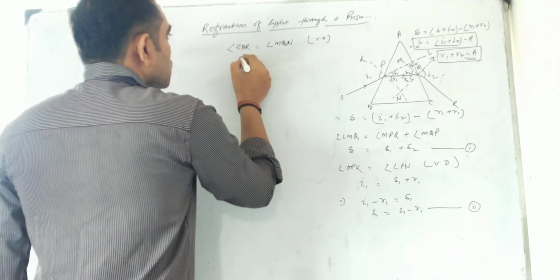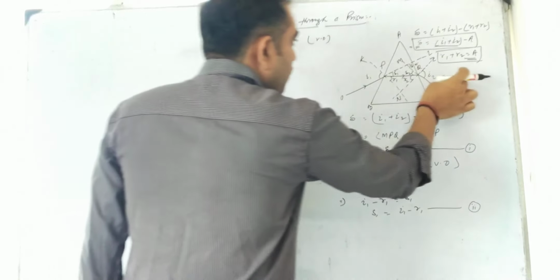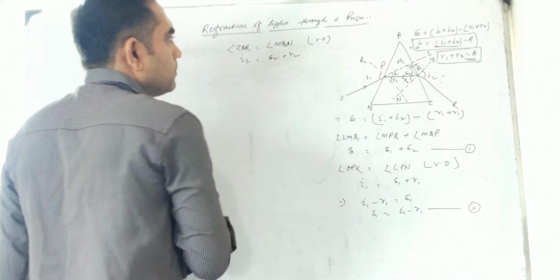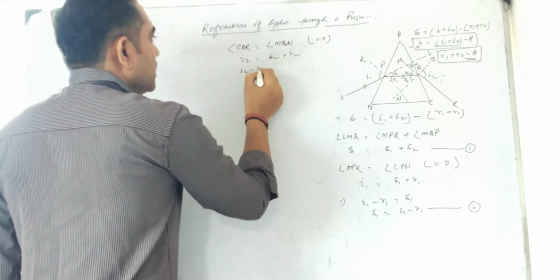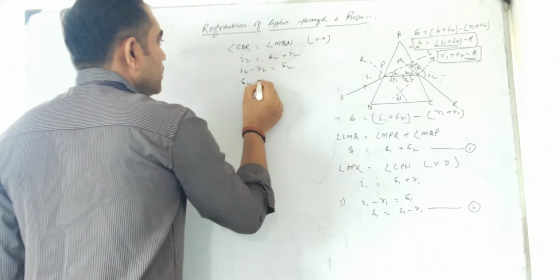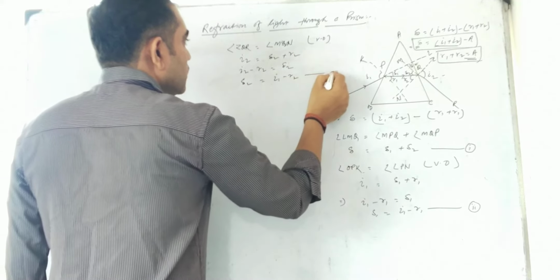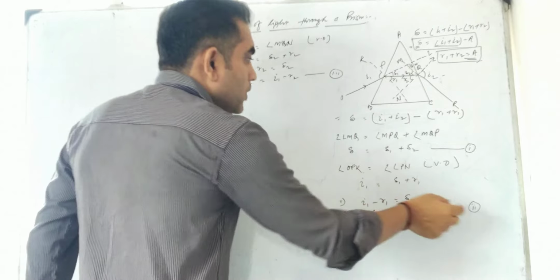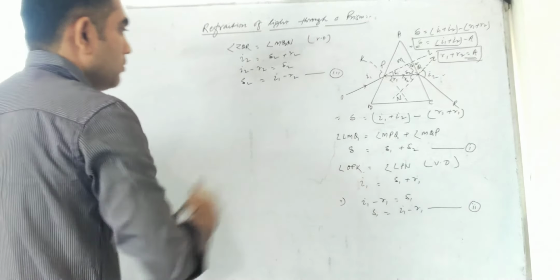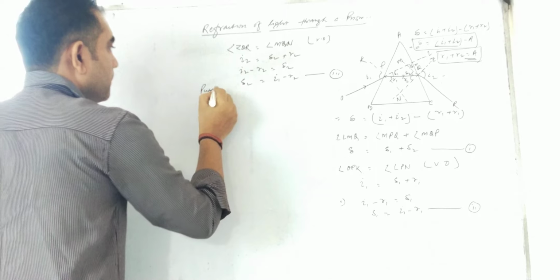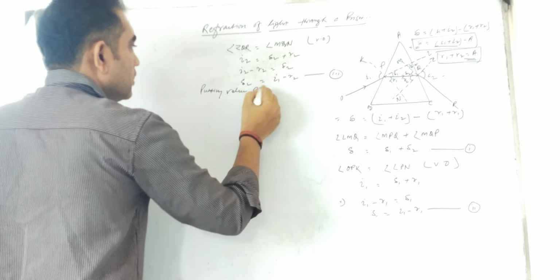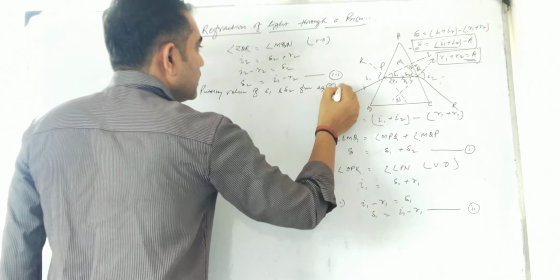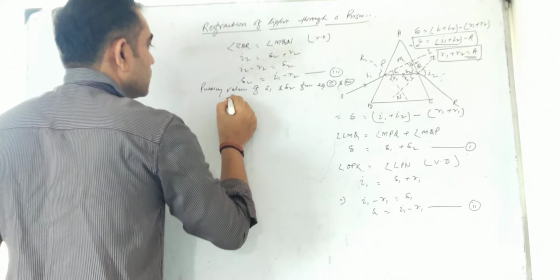Vertically opposite. So the value of I2 will be equal to del 2 plus R2, and from here I2 minus R2 equals del 2, or del 2 equals I2 minus R2. So this is equation 3. Now putting the value of del 1 and del 2 from equations 2 and 3 in equation 1.